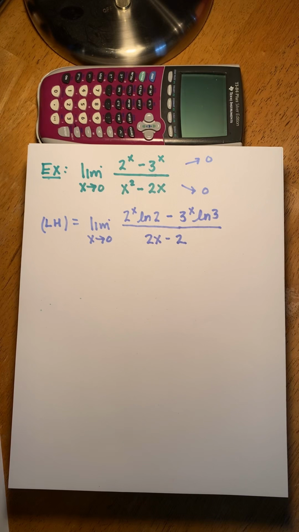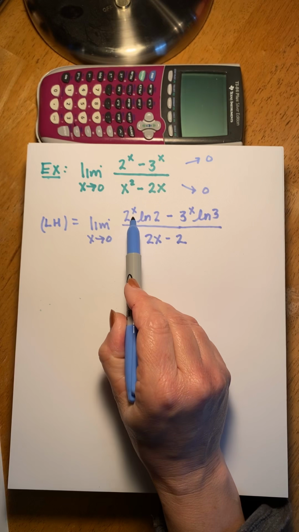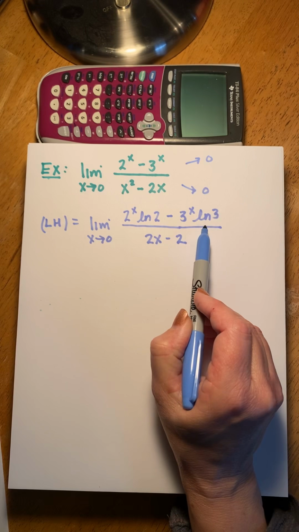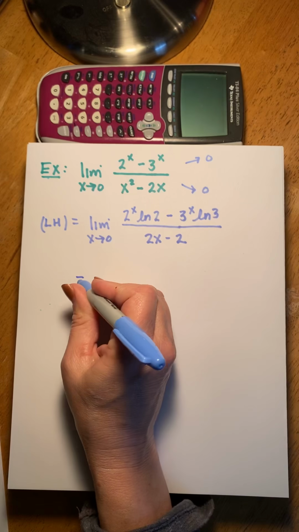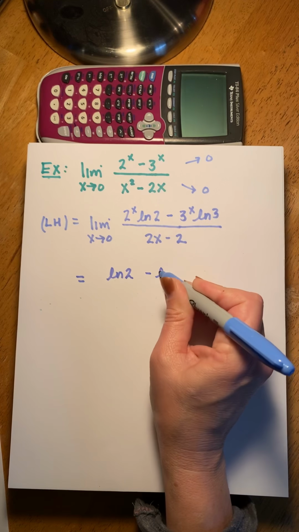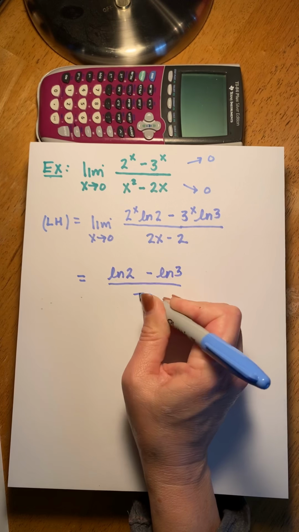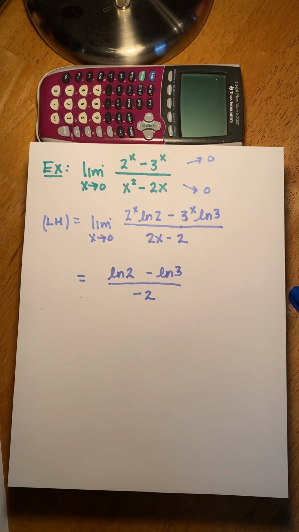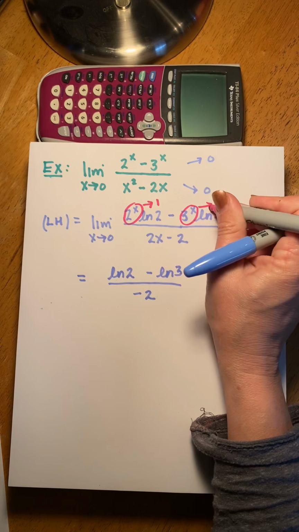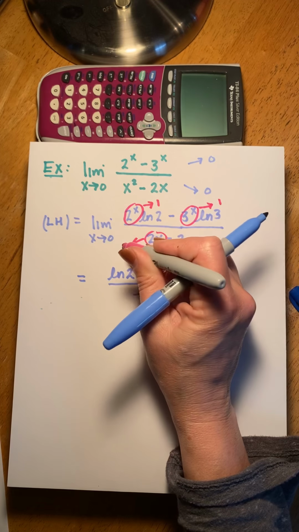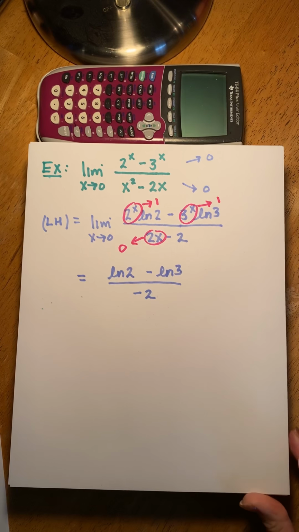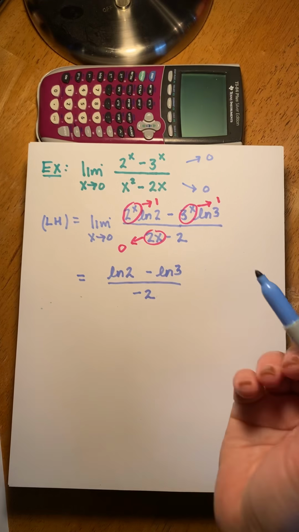All right, so now we're going to plug in. When we plug in 0, we get 2 to the 0, which is 1, times the natural log of 2, minus 3 to the 0, which is 1, times the natural log of 3, all over negative 2. So now this turns out to be a nice number. It's the natural log of 2 minus the natural log of 3, all over negative 2. If you didn't quite see that, this is just going to 1, and 3 to the 0 is also 1, and the denominator goes to 0 minus 2. So we get 1 times the natural log of 2 minus 1 times the natural log of 3 all over 0 minus 2. And this is the final answer.